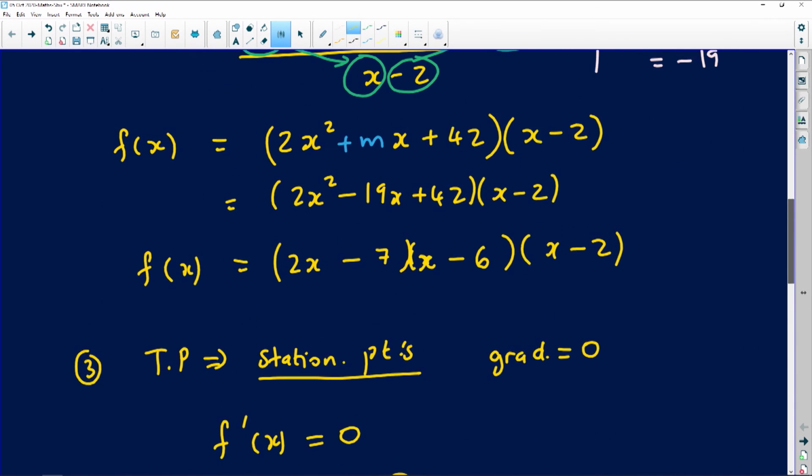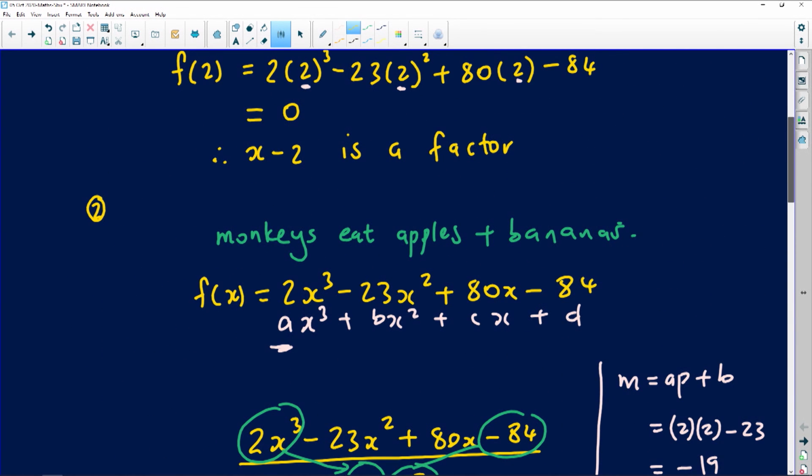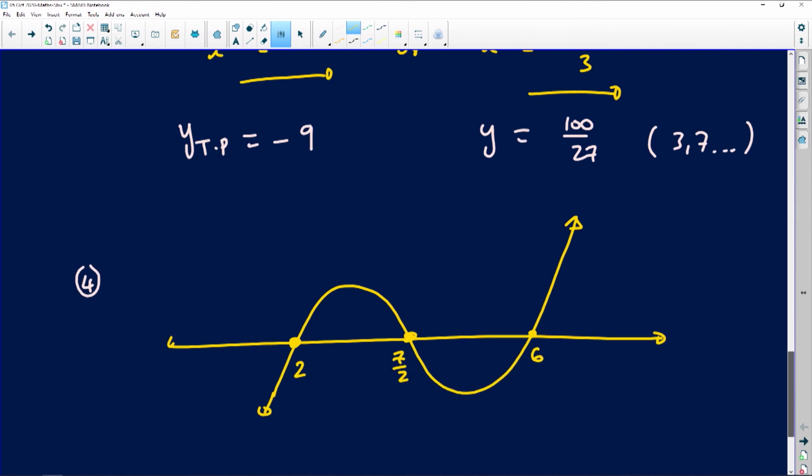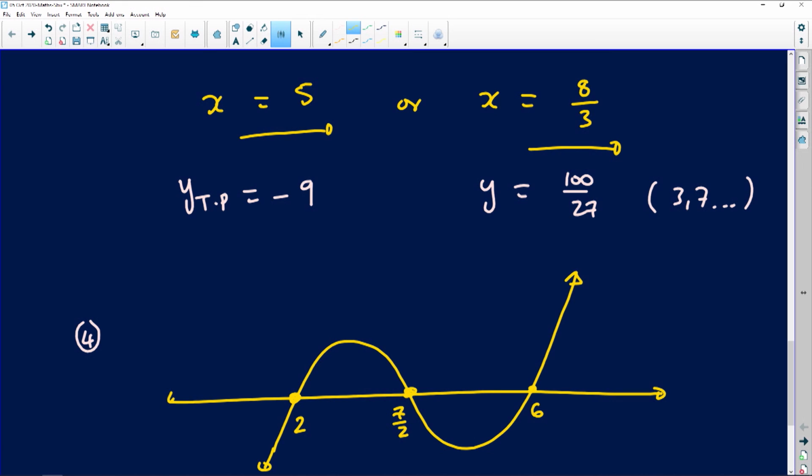This graph is going to cut the y-axis at -84. So you're going to go and try and figure out where -84 is. But before you do that, your turning points need to play a big role. So this turning point here will be the turning point (5, -9). And then this turning point will be the turning point (8/3, 100/27), just because of the positioning of what you're looking at.